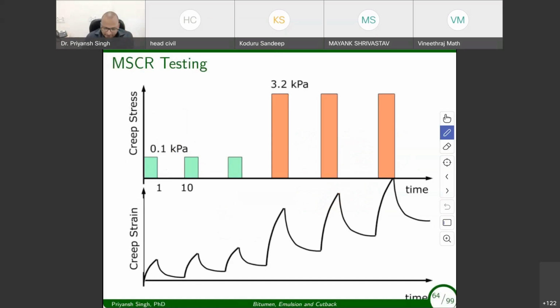The next type of testing is the MSCR testing. This MSCR test is done by giving a creep load or creep stress to the sample in DSR. Here a creep load will be given for 1 second. Then a recovery period of 9 seconds is given. Around 10 cycles of this 1 kilopascal load will be given. Then the load will be increased to 3.2 kPa, and again 10 cycles will be given following the sequence of 1 second loading and 9 seconds of unloading time.